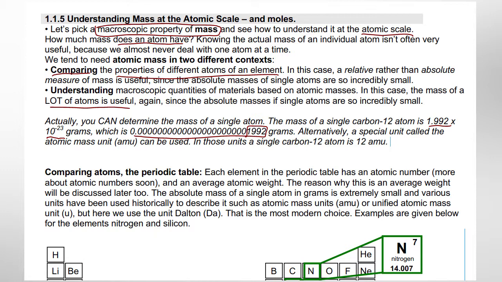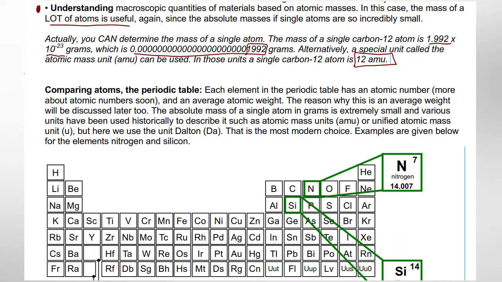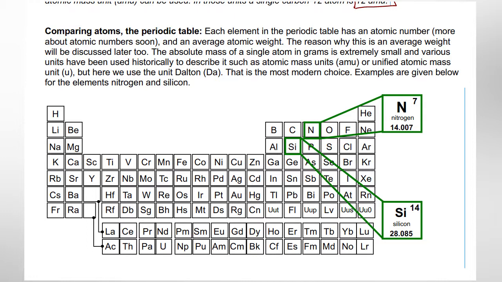Instead of writing out this ridiculously small number, there's another special unit called the atomic mass unit that can be used, and in this unit a carbon atom has a mass of 12 atomic mass units. But we're most concerned about this comparison, comparing one element to another one, and understanding how to figure out the macroscopic properties of a material from an atom level description of that material, again using the periodic table. So let's talk about comparing atoms using the periodic table.